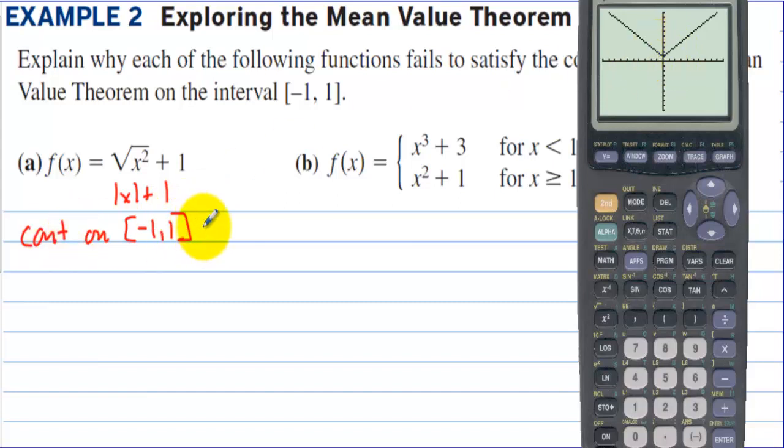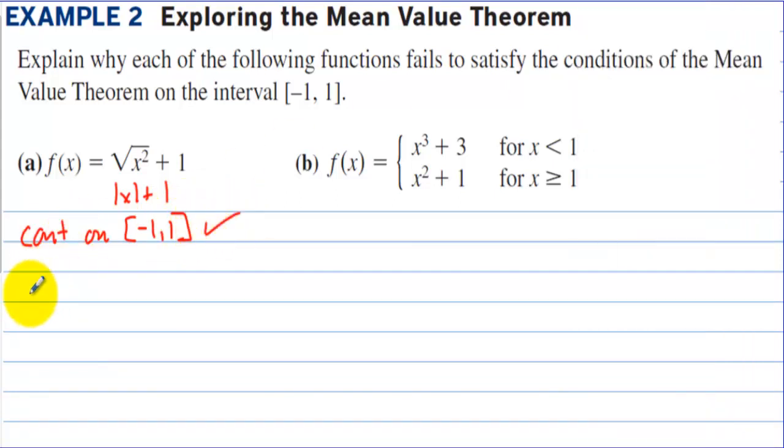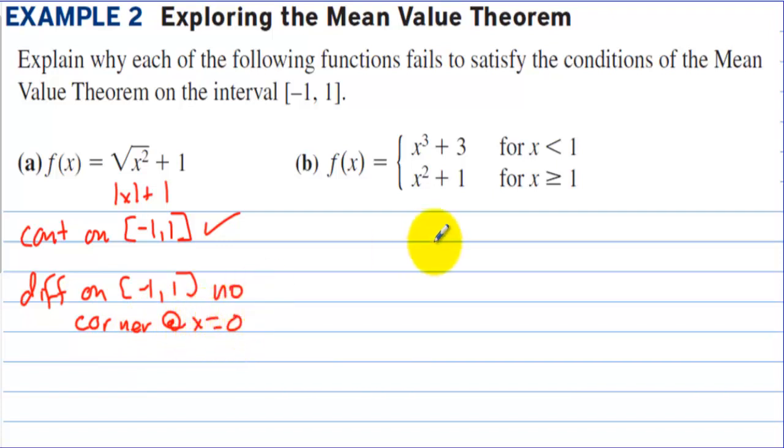So continuous on -1 to 1? Sure. Then we need to say that it is differentiable on -1 to 1. And that is a no. There is a corner at x equals 0. On letter B, we have a piecewise function. Let's find out if it's continuous on -1 to 1 by making a little sketch of this.